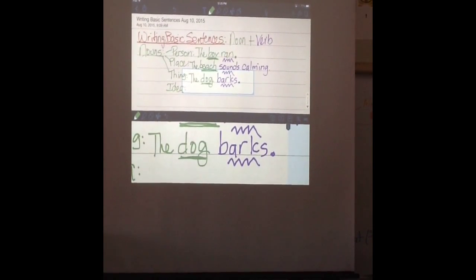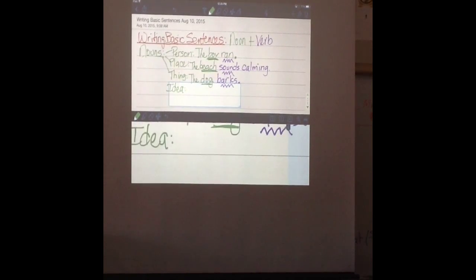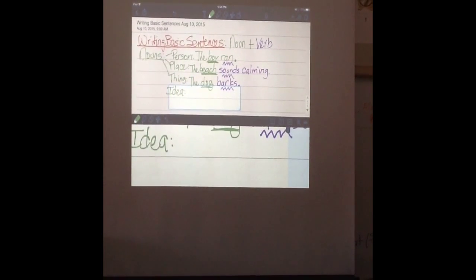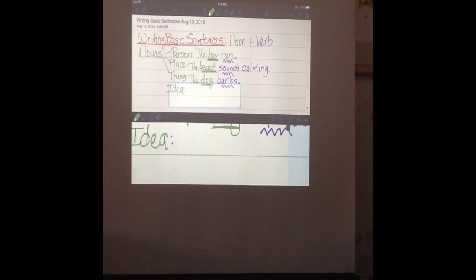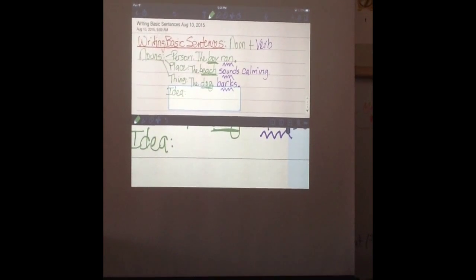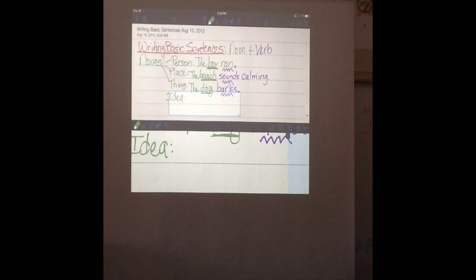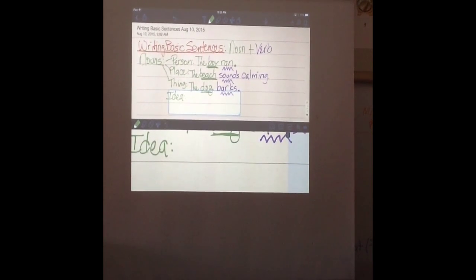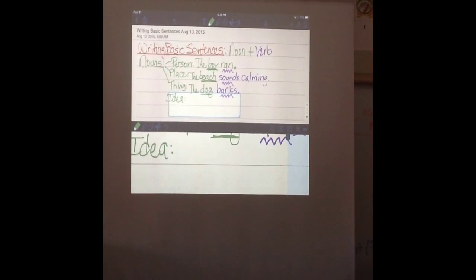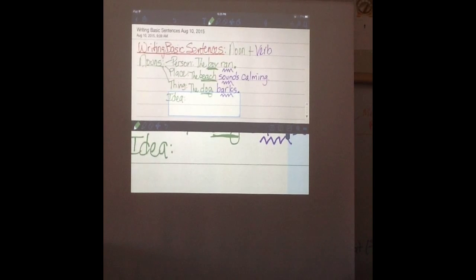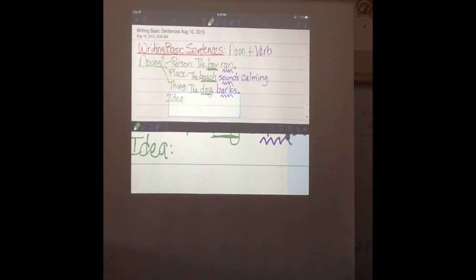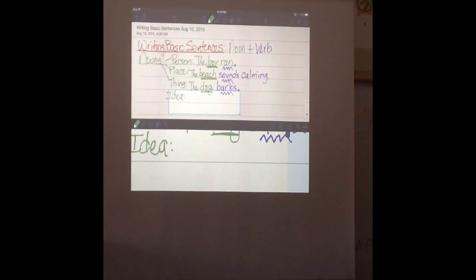All right. How about, now this one could be a little tricky. How about an idea? How about an idea as a noun? A fundraiser? Okay. Fundraiser would be an idea. What would be another one? Yes. The spaceship is fast?